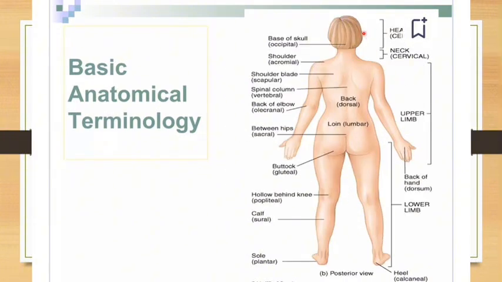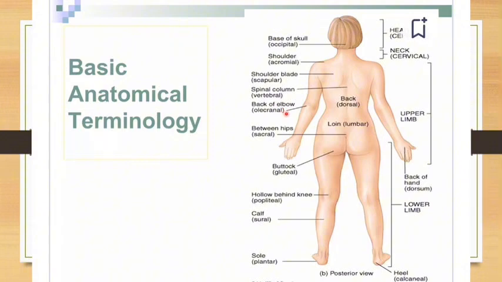So this is the posterior view, or the back view, of this cartoon. You can see the base of the skull, which is referred to as occipital. The shoulder is referred to as the acromial, or acromion. Then the shoulder blade is referred to as the scapula. The spinal column is referred to as the vertebral. Back of the elbow, olecranon.